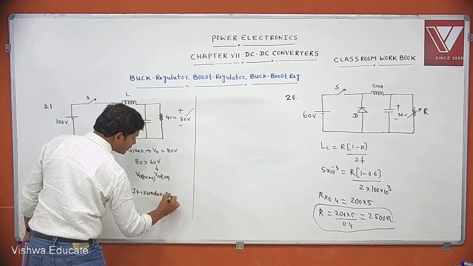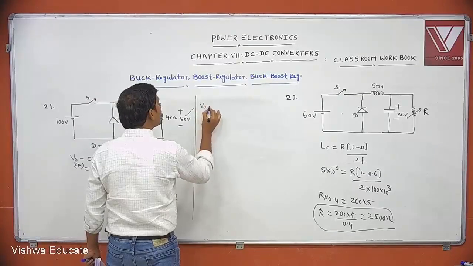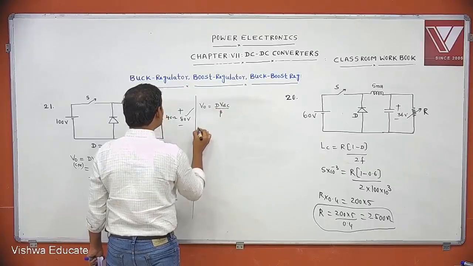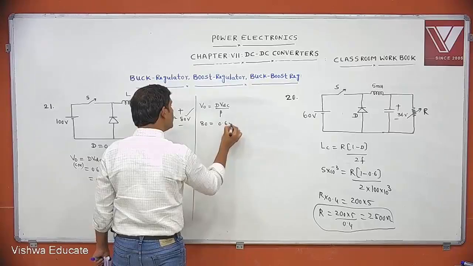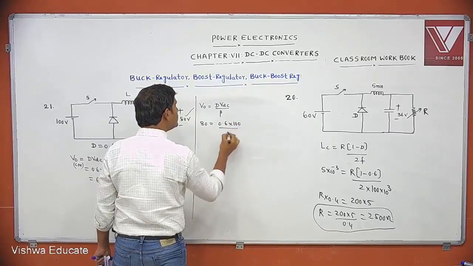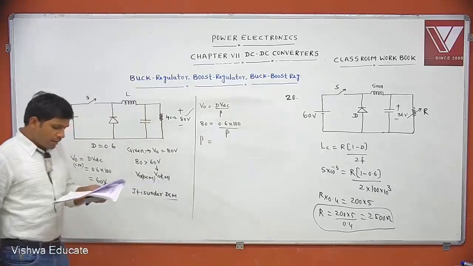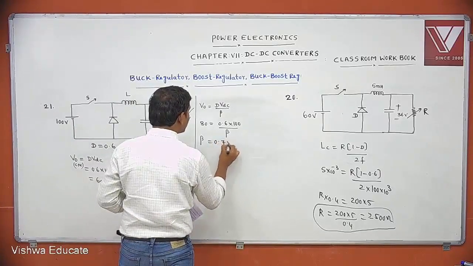Under discontinuous mode, what is V0? V0 equals VDC times D by beta. V0 is given as 80 volts, the duty cycle is 0.6, and VDC is 100. Solving for beta, we simplify and get beta equal to 0.75.